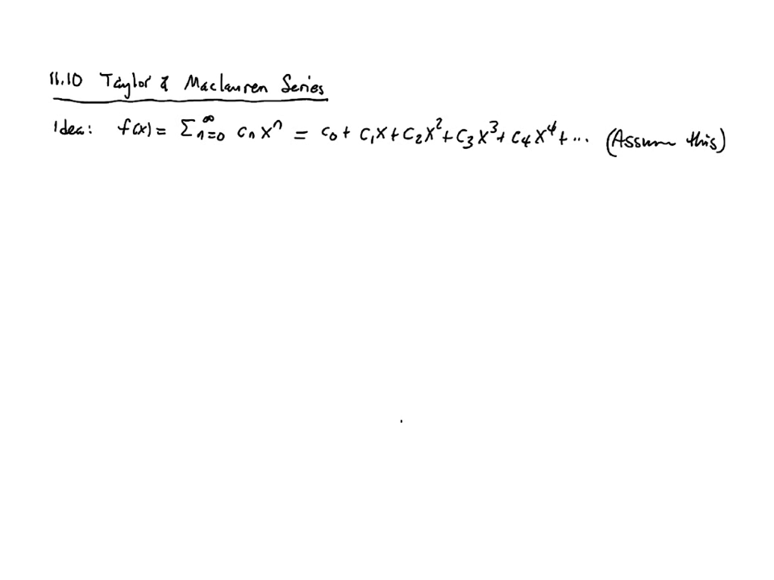then from what we've done in previous sections, we know that we can take the derivative term by term. So for instance, the first derivative, I just take the derivatives of the pieces that I have over here. The constant term disappears. I get c1 plus 2c2x plus 3c3x squared plus 4c4 x to the third, and so on.